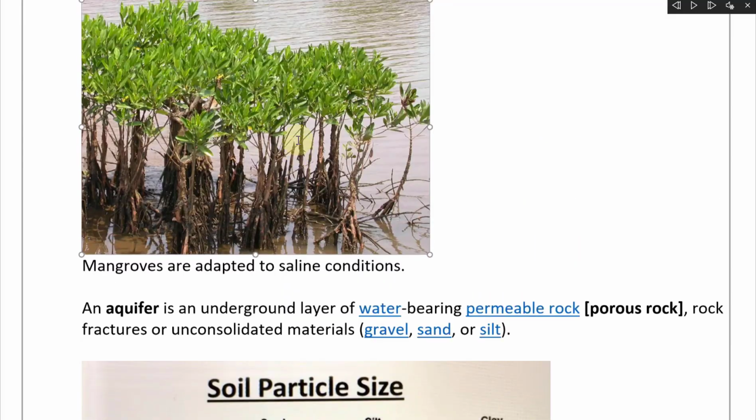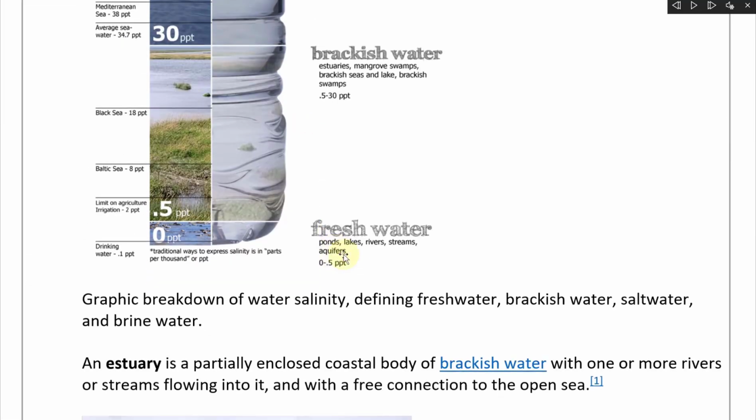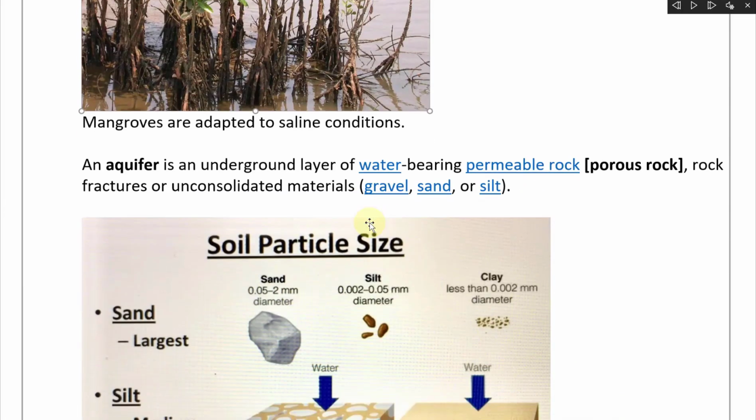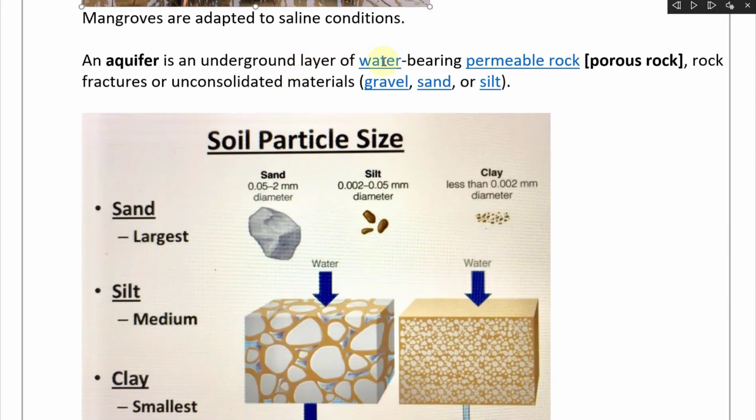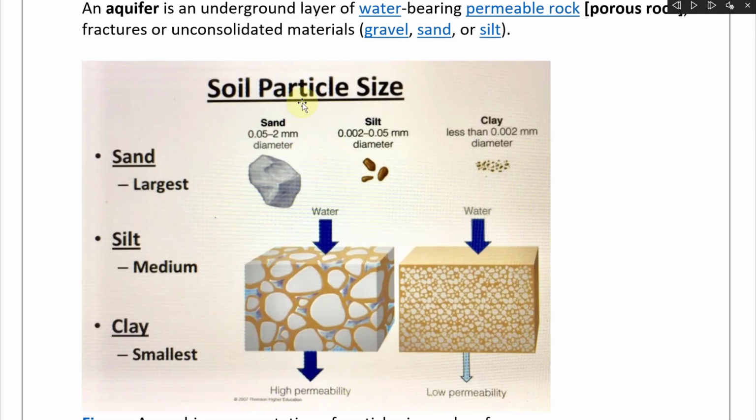An aquifer, and this is from, let's see, we got some here. So streams, aquifers, you have fresh water. An aquifer is an underground layer of water-bearing permeable rock, which is porous rock, and rock fractures or unconsolidated materials, gravel, sand, or silt. So these permeable rocks can contain a bunch of water inside. So it's an aquifer.